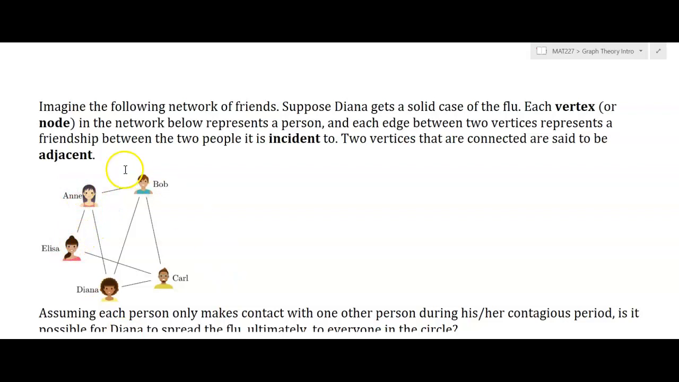This is an example of a graph, where a graph really is just a structure that consists of nodes and edges. So anywhere there are relationships of some sort, we can represent the entities of that network with vertices or nodes. And we can represent connections between those nodes with edges.